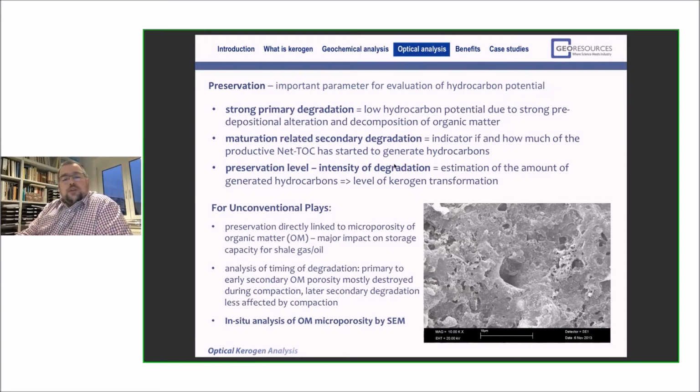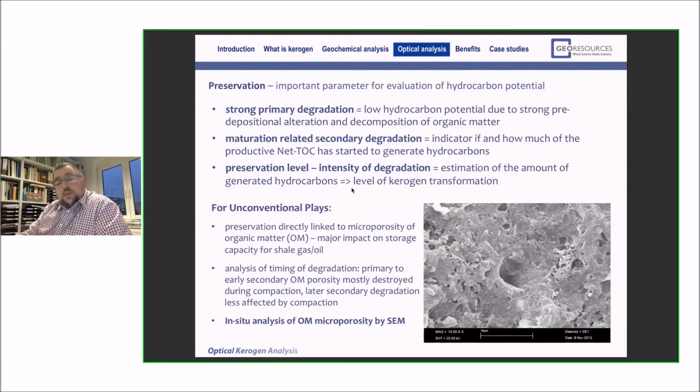And the maturation-related secondary degradation indicates if and how much of the productive net TOC has started to generate hydrocarbons. So we can see if or how much of the generally productive kerogen has already decomposed or started to decompose. So how intense is our hydrocarbon production? And this is what we see in the different preservation levels. We can estimate the intensity of the degradation, and from this estimate the intensity of the hydrocarbon generation, in a way a sort of estimate of the kerogen transformation.